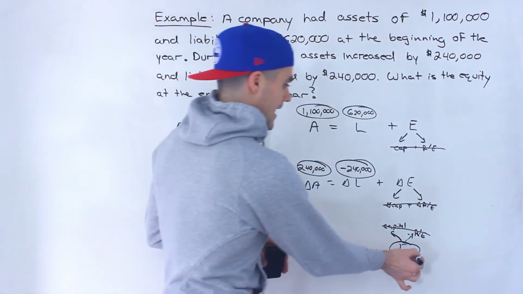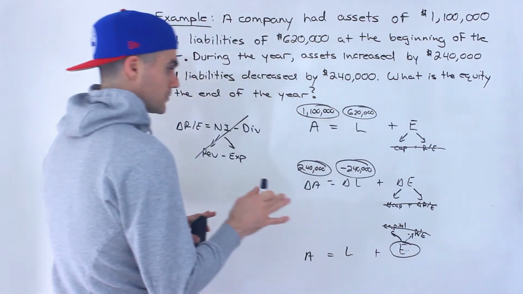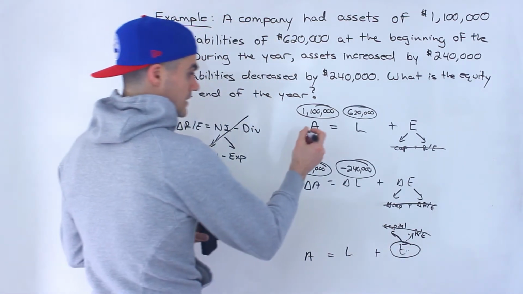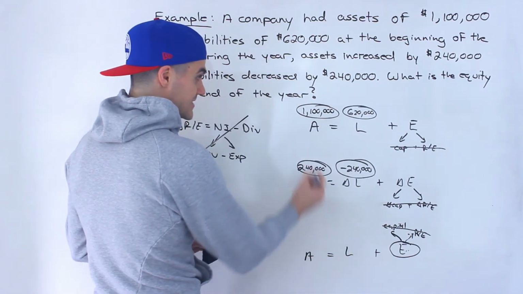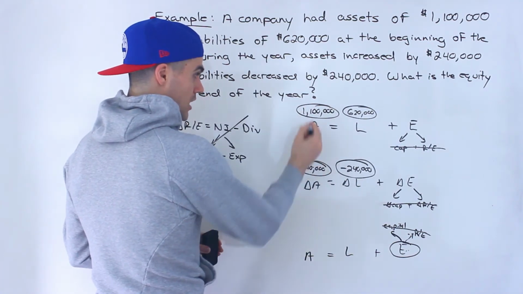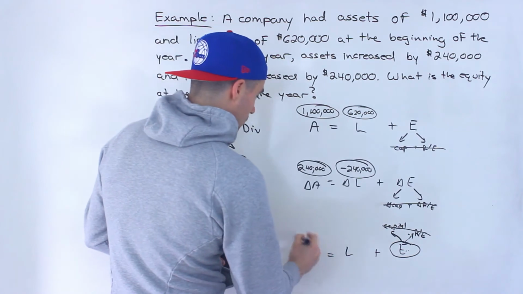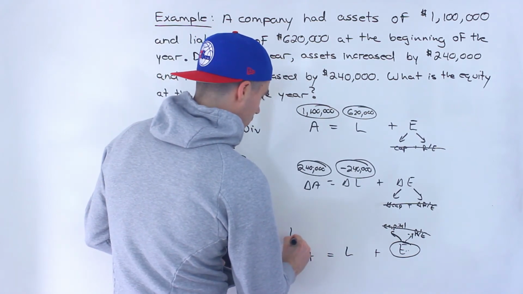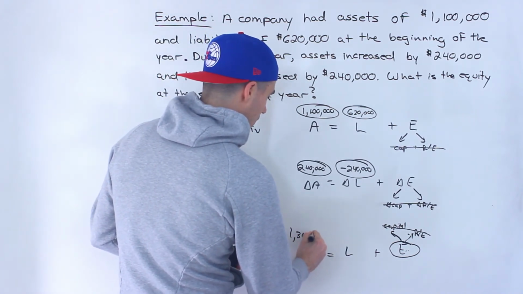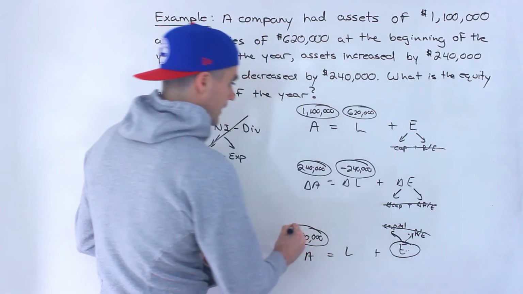And notice to get to this equity amount here, we can do it in multiple ways. So the first way we could do it is we can find out what's the ending assets, because we have the beginning and then the change. So this plus this would give us 1,340,000. That would be the ending assets.